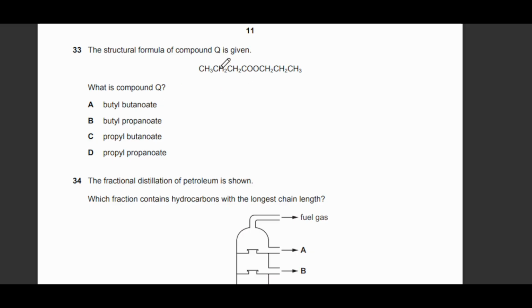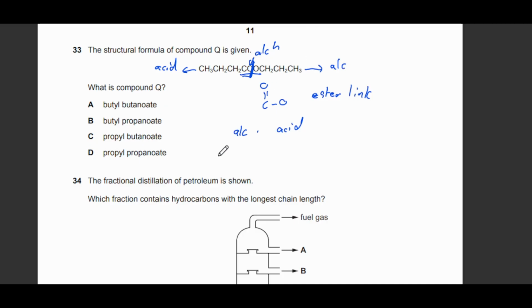Okay, 33. The structural formula of Q is given. What is compound Q? So first you need to identify what compound Q is, right? So if you take a look at this, COO, it represents this bond, which is an ester link. So you know that this compound Q is an ester. So how do you name an ester? The first part will be the number of carbons in the alcohol, and the second part will be the number of carbons in the acid. Okay? So, how do you know which side is alcohol and which side is acid? The side facing the two O's is the alcohol part. So, starting from here, you go left, this is the alcohol. And towards the right is the acid. Okay? So you just need to count the number of carbon.